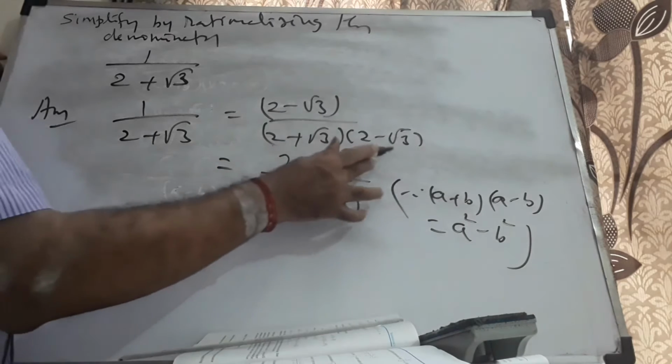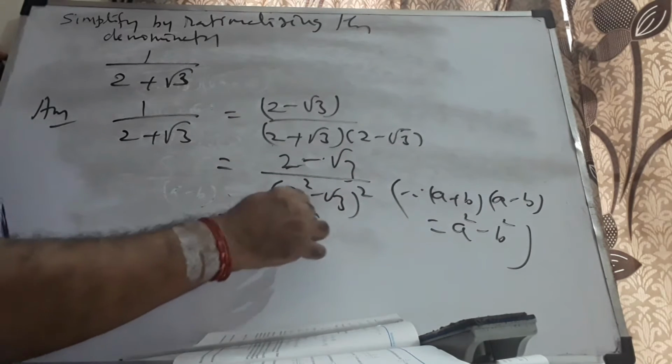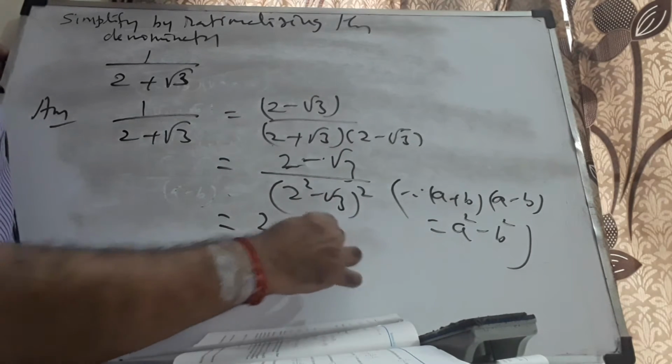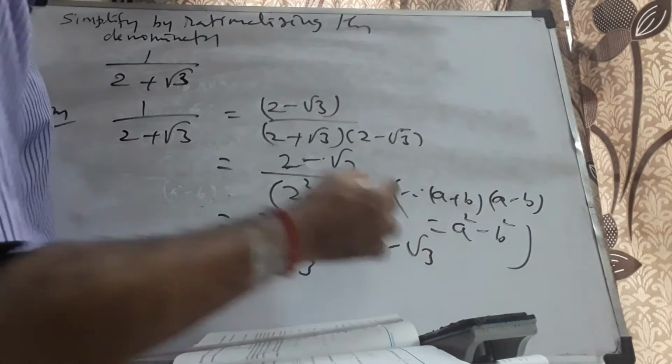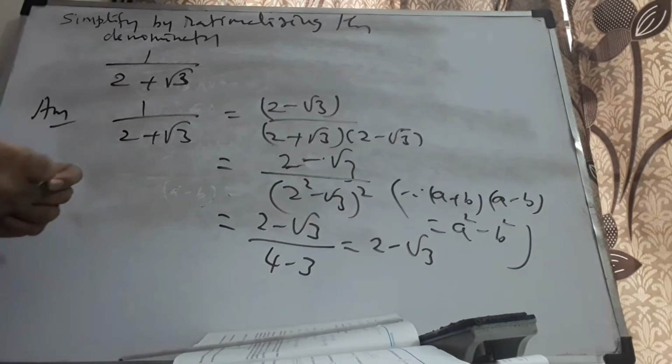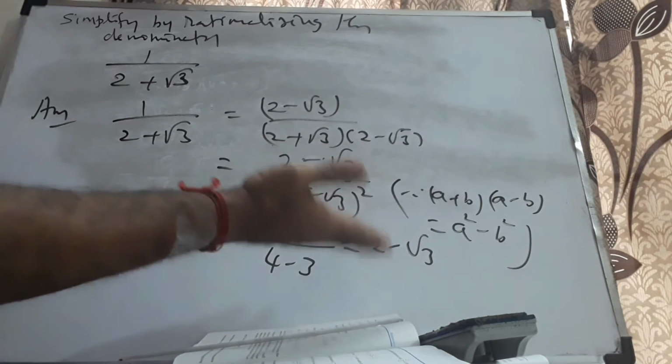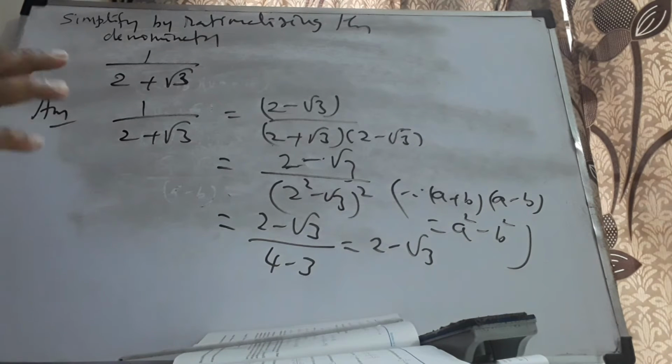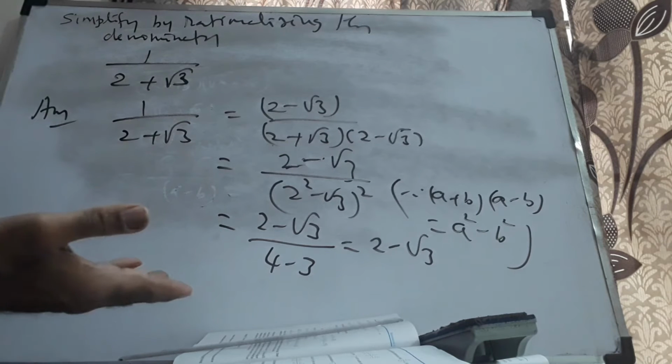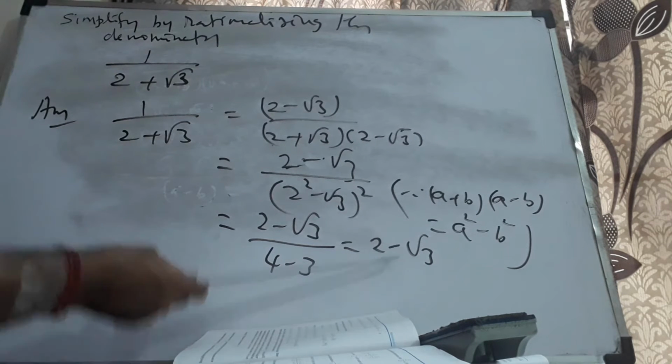Instead of a, I have 2. Instead of b, I have root 3. Therefore, this is 2 minus root 3 divided by 4 minus 3, which is 2 minus root 3. If some value for root 3 is given, you can substitute that, maybe 1.732 or something like that. If it is given, you can substitute and simplify, or you can leave it as it is.